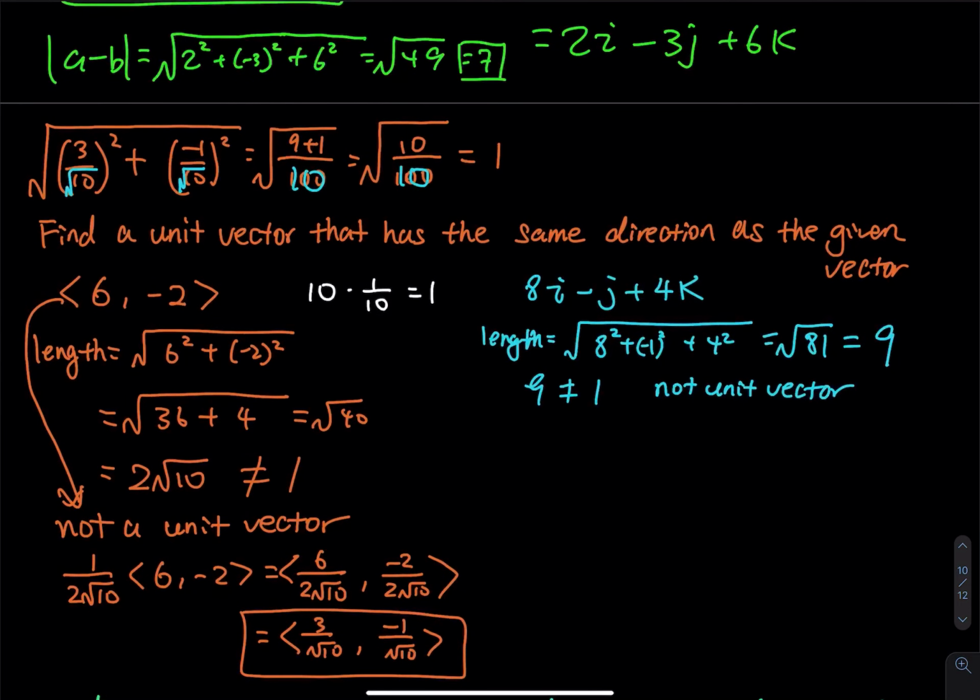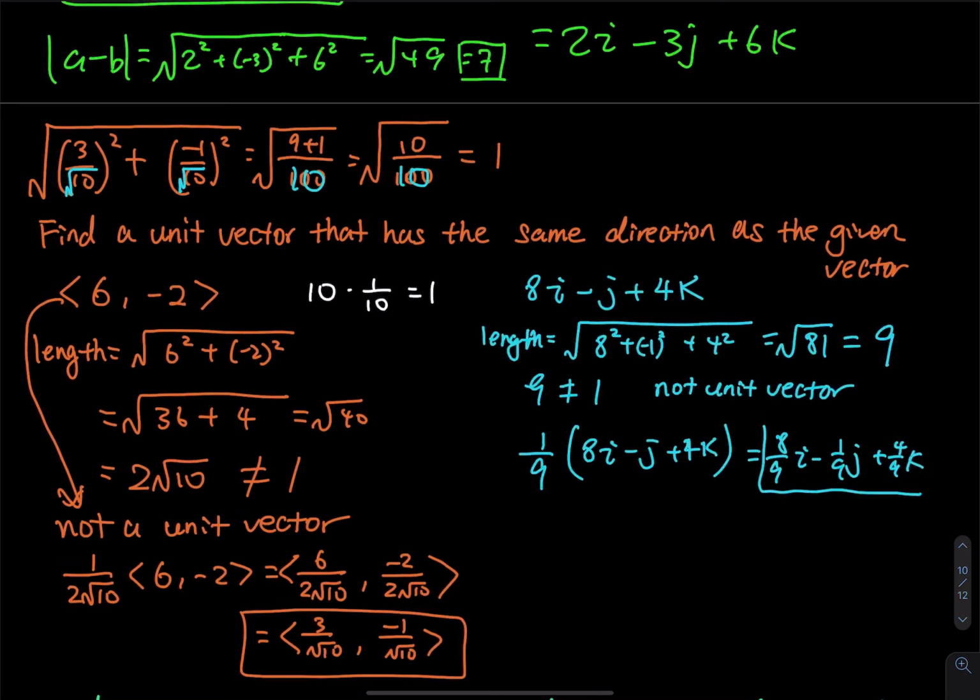So all you have to do is, whatever vector you have right here, you have to divide the vector by 9. So another way to say this is you multiply the vector by 1 over 9. So that will be 8 over 9 i minus 1 over 9 j, and then plus 4 over 9 k. So that is the answer that you are looking for. This is a unit vector.